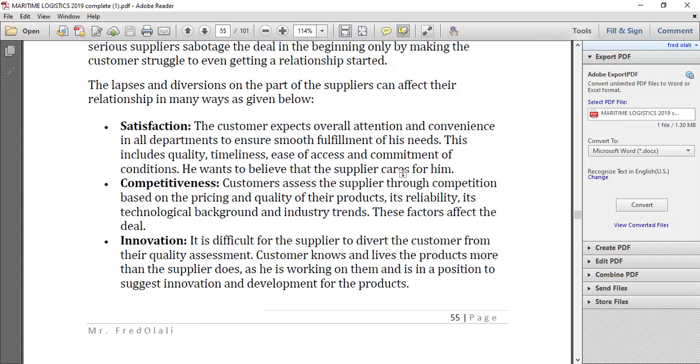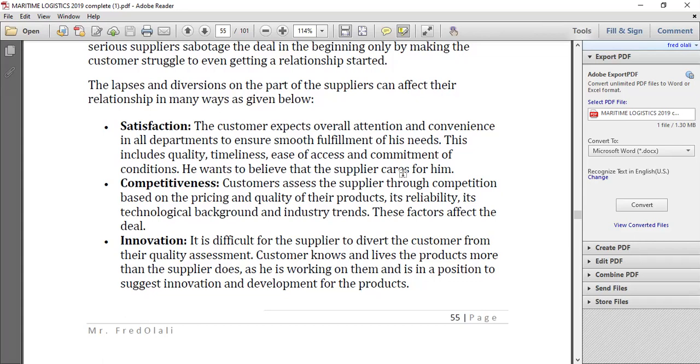Two, how reliable are you? Are you somebody who can be depended upon? Then thirdly, the technological background. How technologically advanced are you? And the industry trends. Do you have the latest products? Do you have the latest things in the market? This is what clients normally look for. They start to look for these things. So these factors affect the deal.